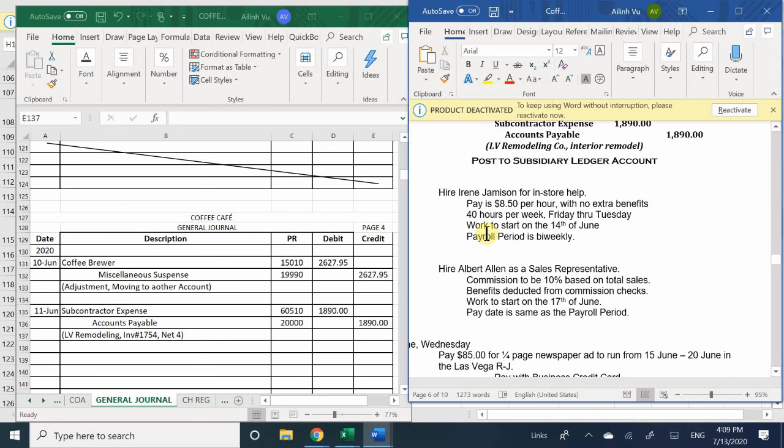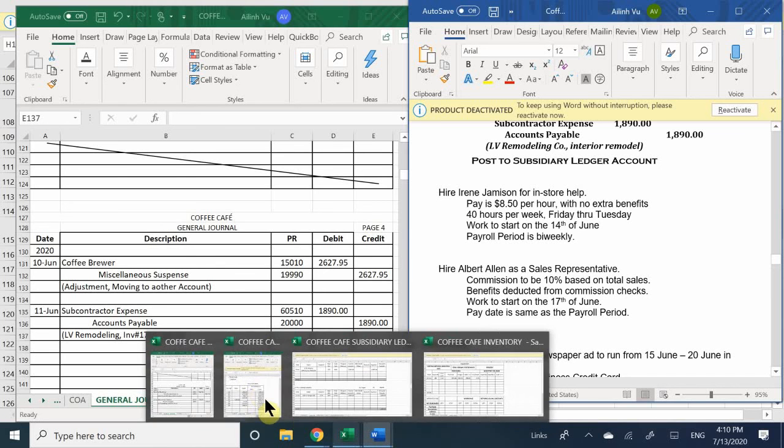Okay? And she's going to be starting to work on the 14th of June, so that is actually this Friday, according to the schedule. And payroll period is going to be bi-weekly. So that means we're going to start paying every 2 weeks. Now if you did not print this, it's okay. We're not going to use it until next week anyway.